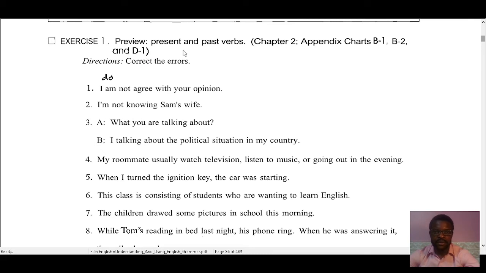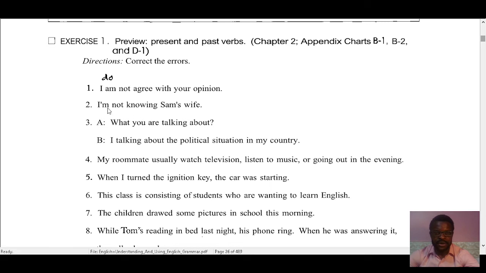So, preview, present and past verbs. So we're looking at simple present and simple past here. So they say, I am not agree with your opinion. And you remember, agree is our non-action verb, which is a stative verb. We don't use this in the continuous form, although we're not talking about continuous, but it just occurred to me. You cannot say, I am not agreeing with your opinion. You see, it doesn't sound okay. Or you can say, I don't agree with your opinion. I do not agree with your opinion.